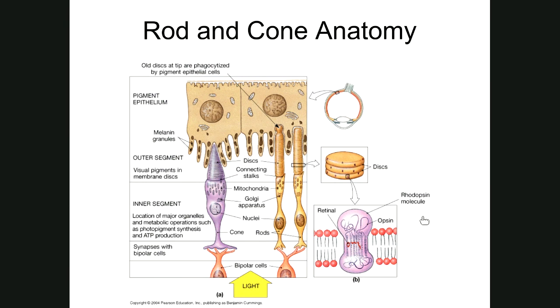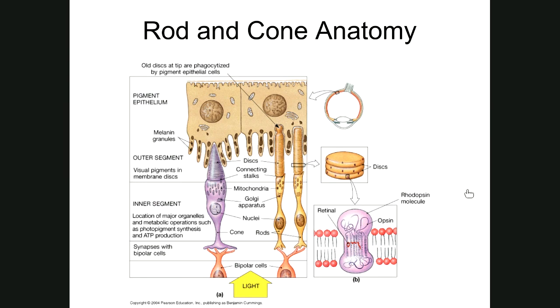The visual pigments are composed of a compound called rhodopsin, R-H-O-D-O-P-S-I-N. This compound contains a protein called opsin, and there it is, opsin, which is bound to a pigment called retinol. There it is too, retinol, which is synthesized from vitamin A. Vitamin A supplements can increase your night vision a little bit, make it a little better than it is. It's not going to give you super night vision, but it helps.